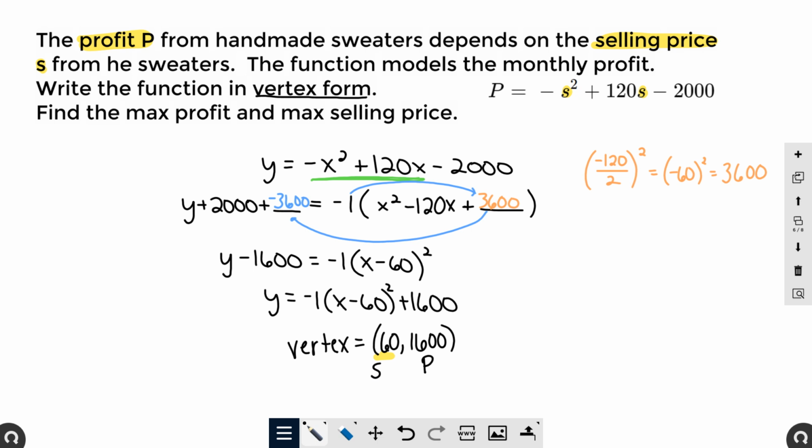P. So what did S stand for? Selling price. So we would sell our sweaters for $60 per sweater. And then we would end up with a max profit of $1,600.